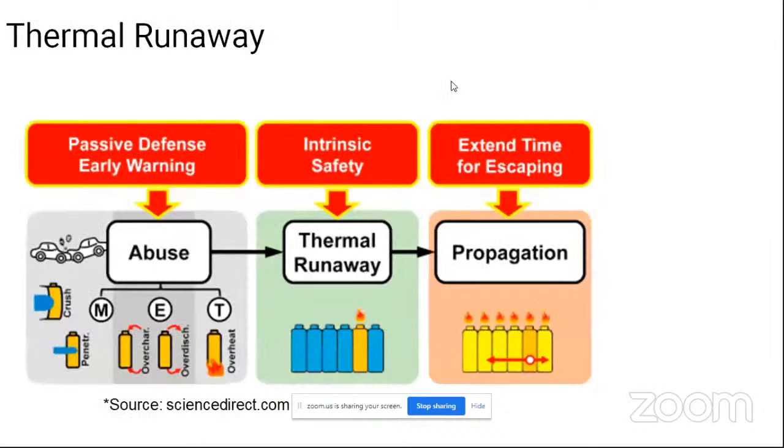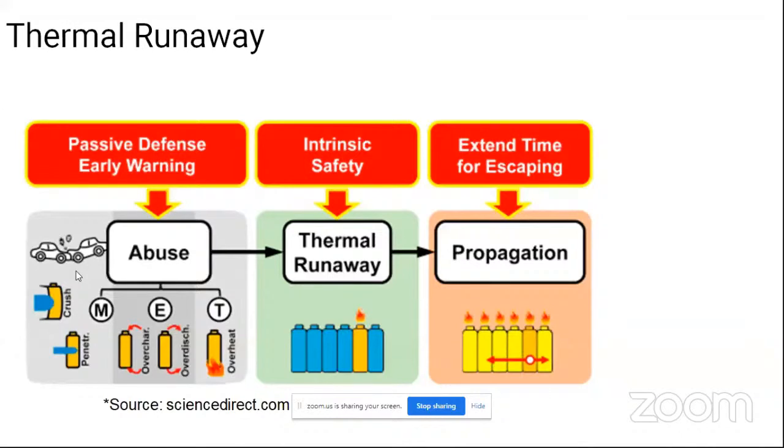Now coming to the point, what is thermal runaway? In the case of a cell, there are three kinds of abuse: mechanical abuse, electrical abuse, and thermal abuse. In mechanical abuse, suppose the car has an accident, then the battery can get crushed or punctured. Second is electrical abuse, which means overcharging or over discharging. And third is thermal abuse, where the temperature of the battery or cell gets overheated.